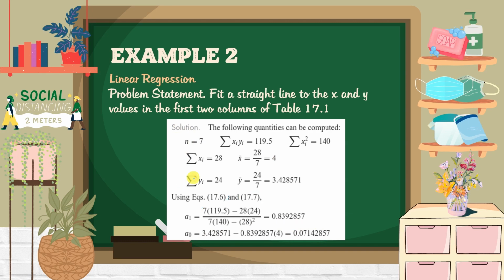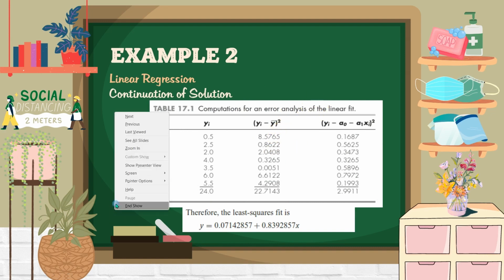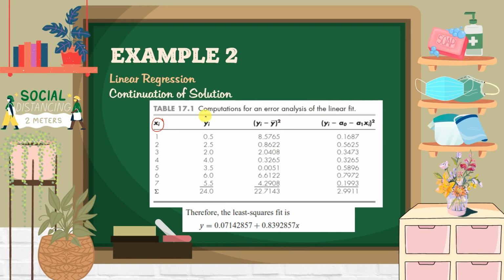These are from table 17.1. This is the computation for an error analysis of linear fit. The only given data here are x sub i and y sub i, and the rest are all calculated values. Therefore the least square fit is y is equal to 0.0714285 plus 0.8392857 x. To clearly understand the example for linear regression, let's try using Excel applying linear regression.